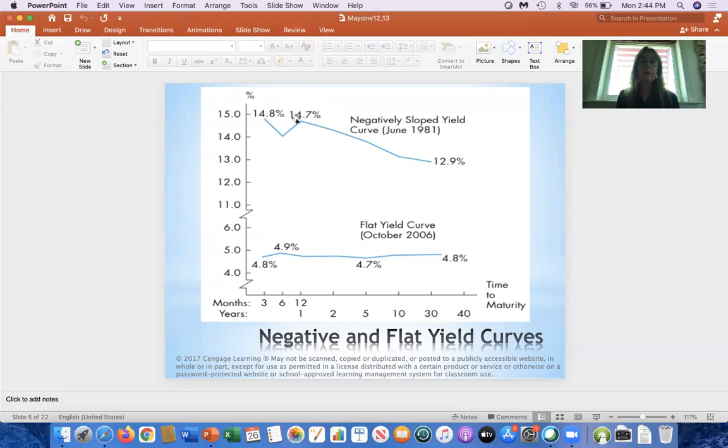So anyway, we had really high inflation in the 1980s, and that's why these yields are way up. But they didn't expect inflation to stay that high. So that's why you have this negatively sloped yield curve. So during periods of high inflation, you can see these negatively sloped yield curves.